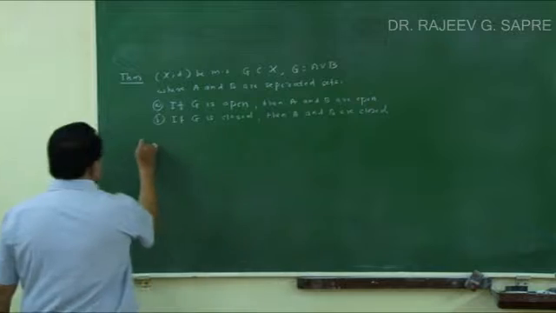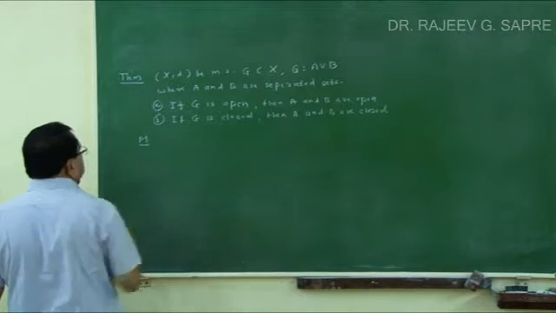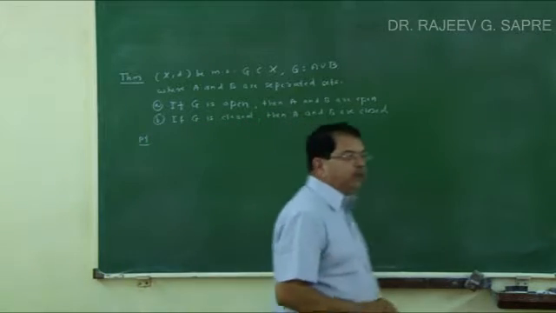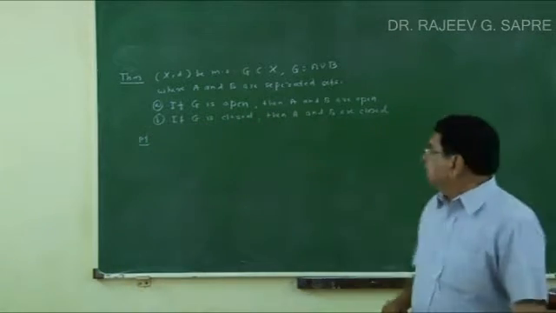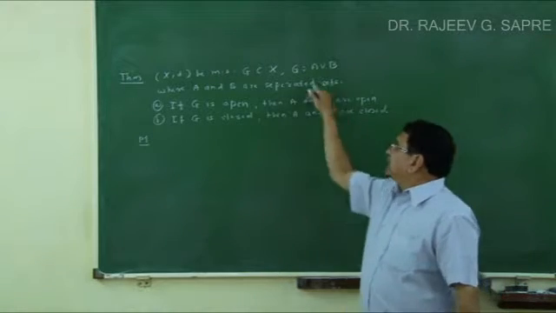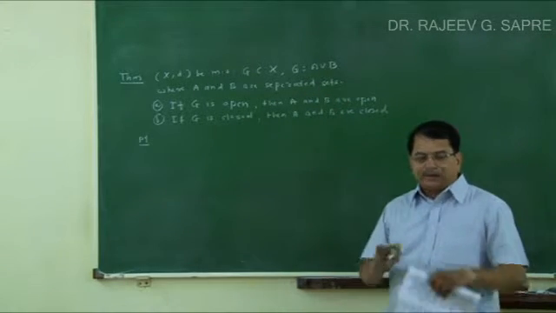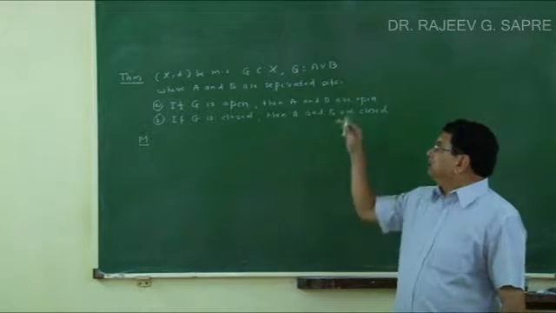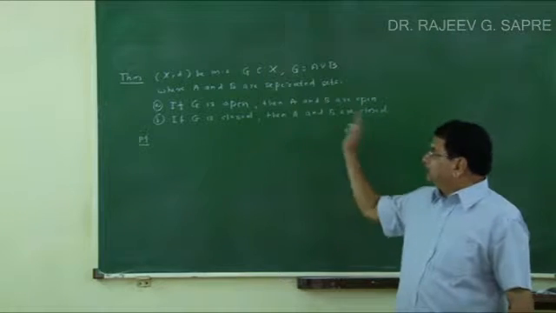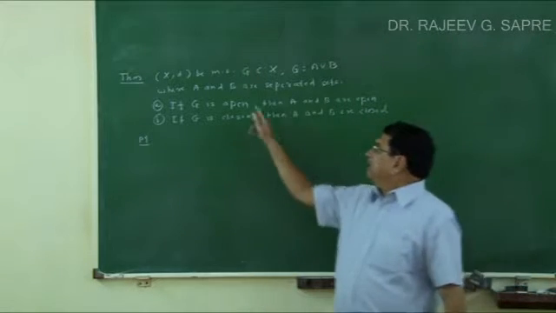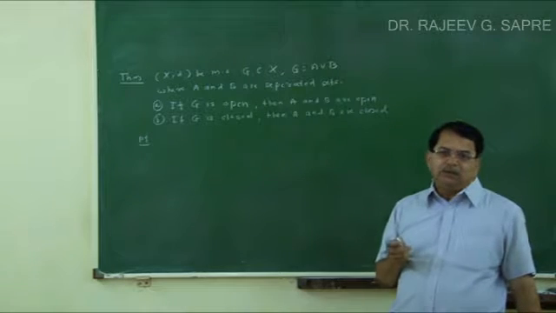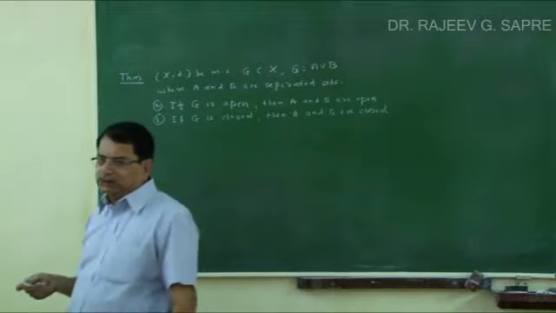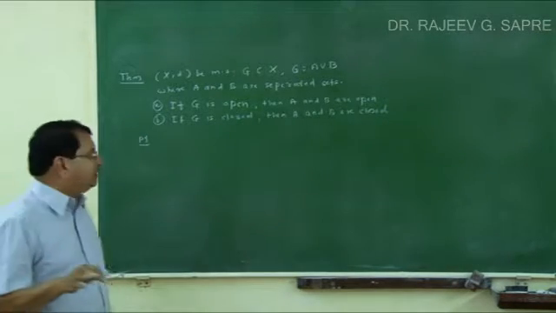How to prove this? Try to understand what is given. We are given G is a subset of X and G is A union B. What are A and B? They are separated sets. So all these things that are given, we have to analyze first. G is a subset of X. G is A union B, this is also very normal. A and B are separated. What do we mean by that? A intersection B bar is empty, A bar intersection B is empty. This is what we know when sets are separated. So all this data is given to you.